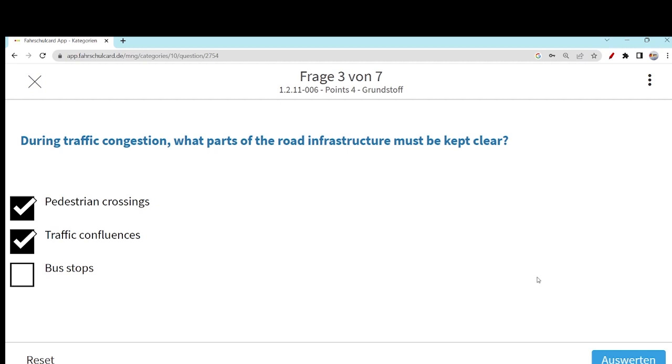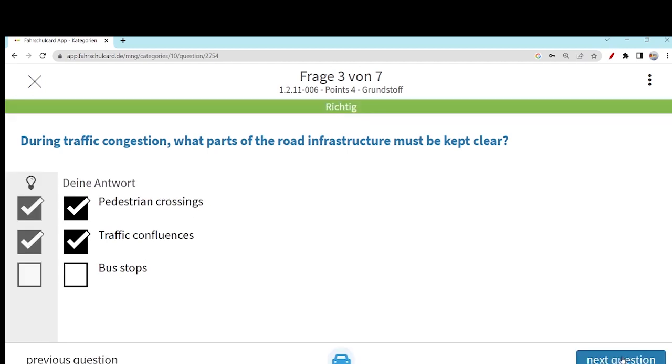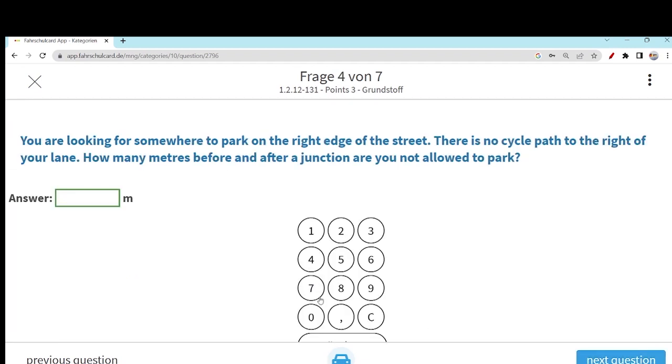So normally there is no such traffic congestion situation, or road infrastructure that needs to be clear in the case of bus stops. But whenever you can block the pedestrian crossings, or maybe you can block the traffic confluences, intersections, junctions, over there you should not drive. But bus stops is totally another case, because if there is no bus, you can even go there, stop there for a moment, and then you can go to that part of the bus stop, stop your car, maybe take some passenger. That is normally allowed when there is no bus. But you cannot block traffic confluences, junctions, or pedestrian crossings. So these two are the correct options. Let's move to the next question.